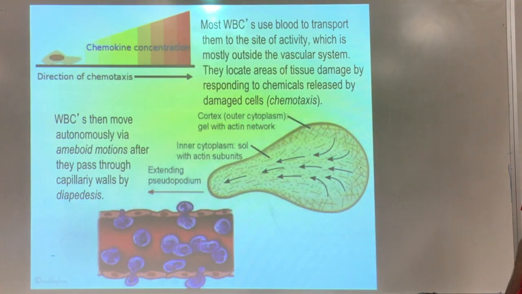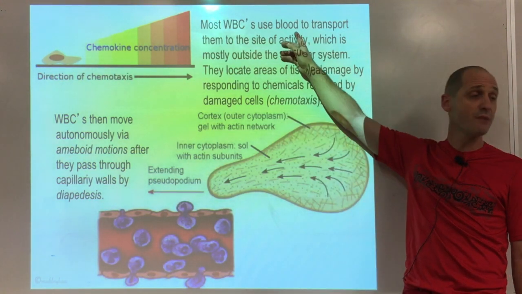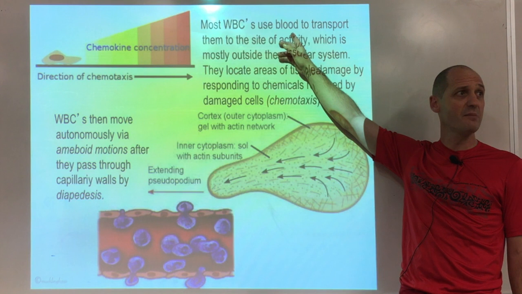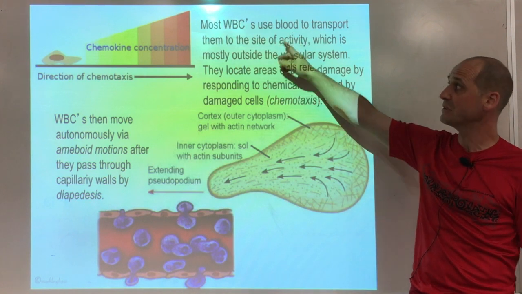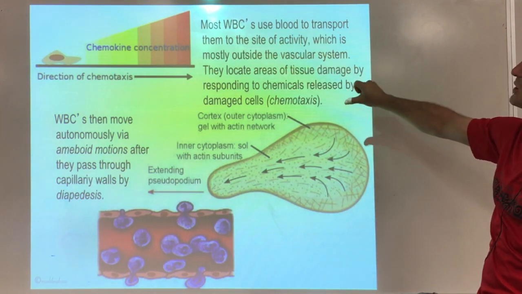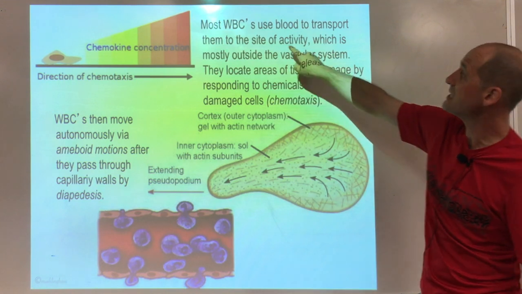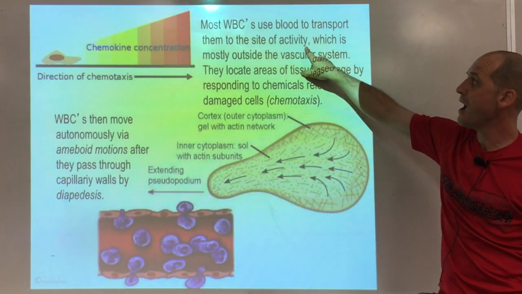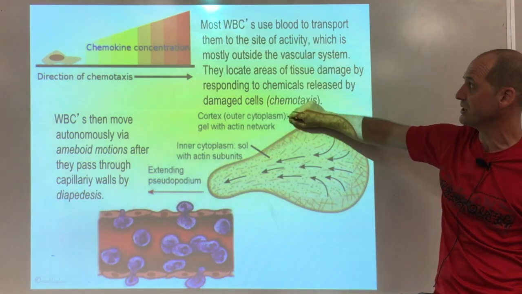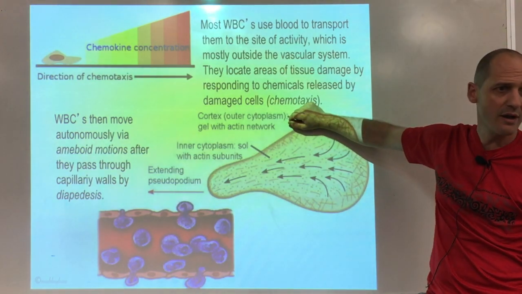White blood cells are really cool because they actually start in the blood. They use the blood to get them somewhere, but then they crawl around in the body. They're like amoebas. They move to the site of activity, and mostly that's outside of the vascular system. So they can go there, they have signals.